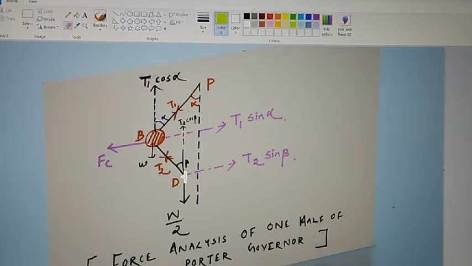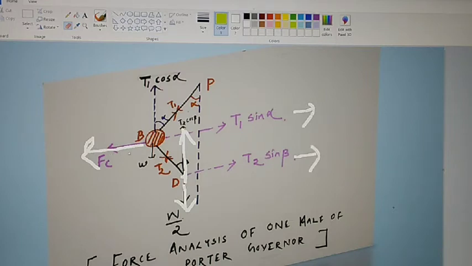Hence the forces will be like this. At point D, see point D first, it will have the tensile force T2 in the link. So T2 cos beta will act in this direction. It will be balanced by the force W by 2. Similarly, the centrifugal force will act in the horizontal direction, and T1 has an angle alpha, so T1 cos alpha and T1 sin alpha will be the two components. T1 sin alpha will be in this direction and T2 sin beta in this direction.